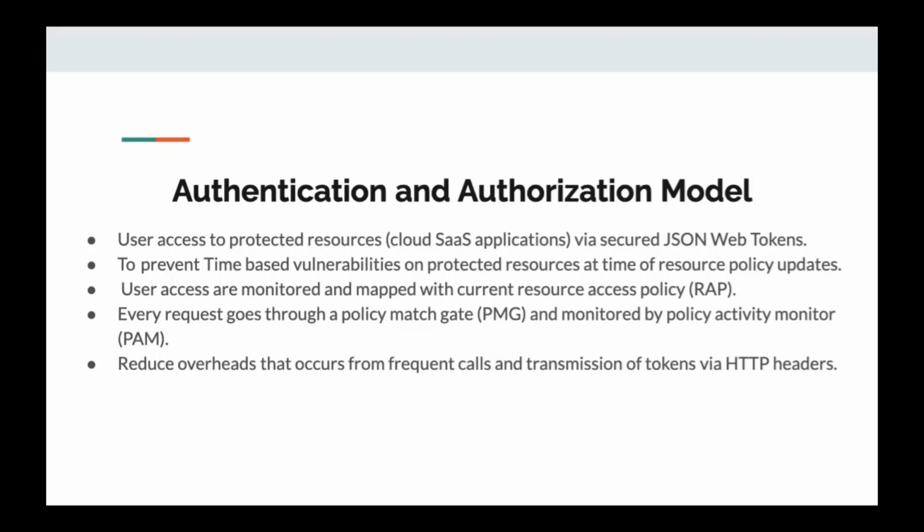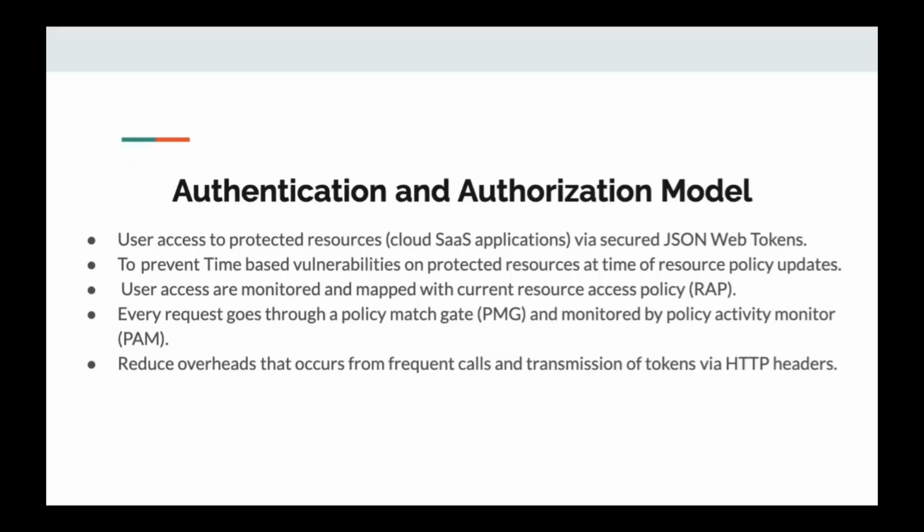Users access protected resources via secured JWT tokens. When a resource access policy is updated and the user access token is still valid, it could be a challenge. It can introduce a time-based vulnerability on the protected resources. And with multiple users accessing the resource, the vulnerability index can increase exponentially. An authentication and authorization model will limit such vulnerability and enhance the secure resource access.